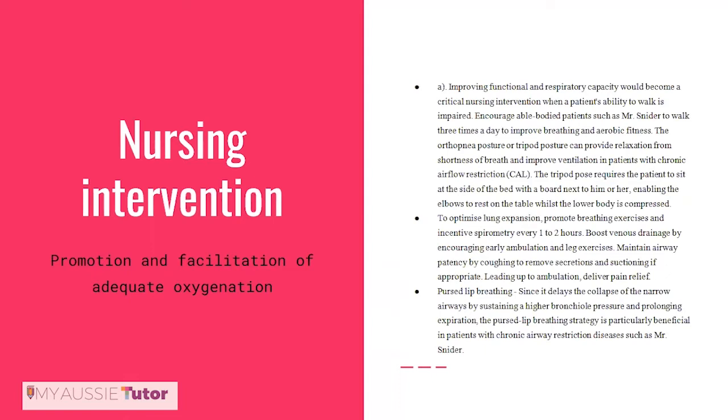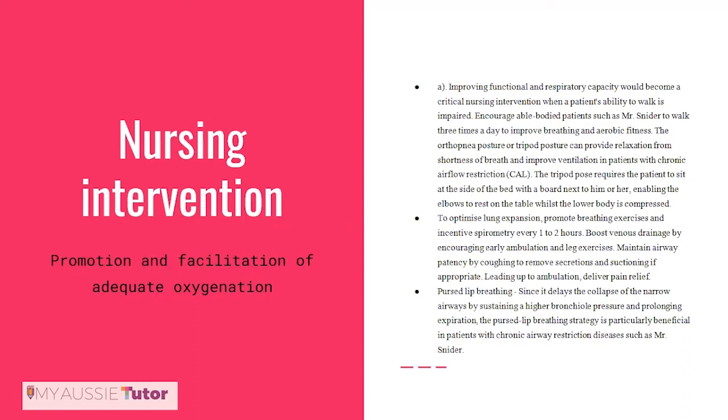The orthopnea posture or the tripod posture can provide relief from shortness of breath and improve ventilation in patients with chronic airflow restrictions such as Mr. Snyder. The tripod pose requires the patient to sit at the side of the bed with the table next to him or her, enabling the elbows to rest on the table while the lower body is compressed.